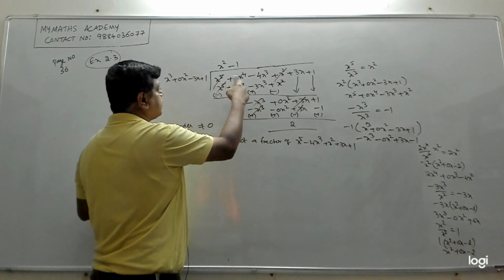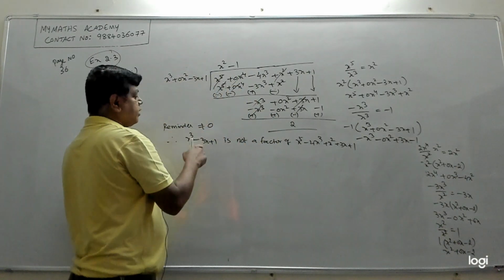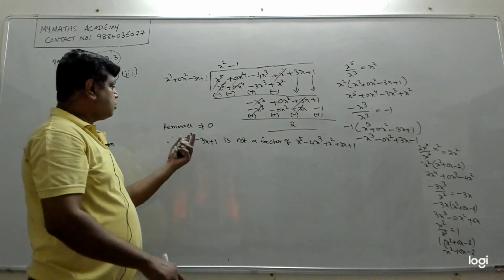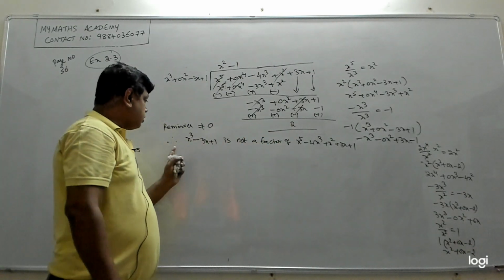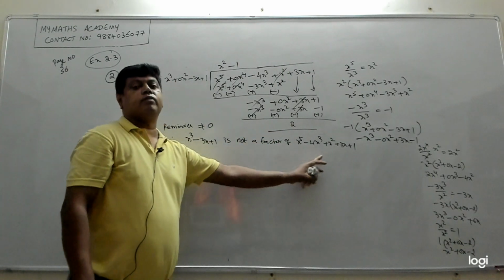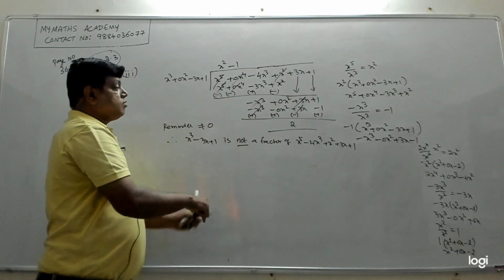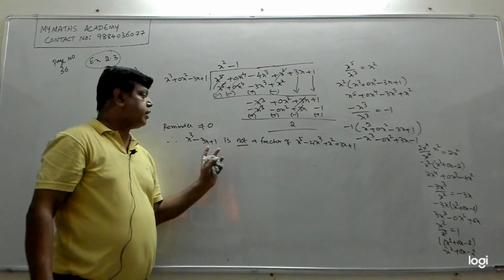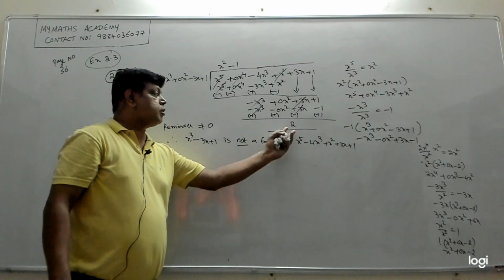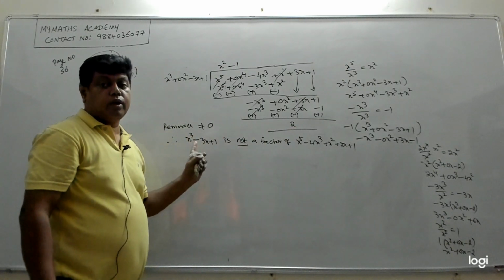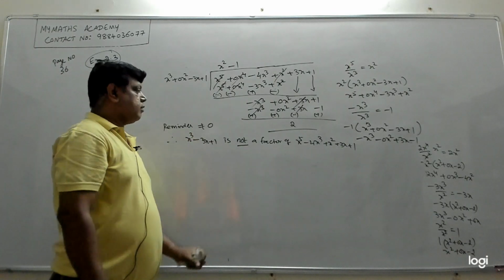Here we need not write the 0 on top. When you are doing the division, you need not write the 0. So since the remainder is 2, which is not equal to 0, this is not a factor of this because the remainder is not equal to 0. If you get the remainder as 0, then it is a factor. You will say yes, this is a factor of this because the remainder is 0. The remainder is not 0 here, so it is not a factor.